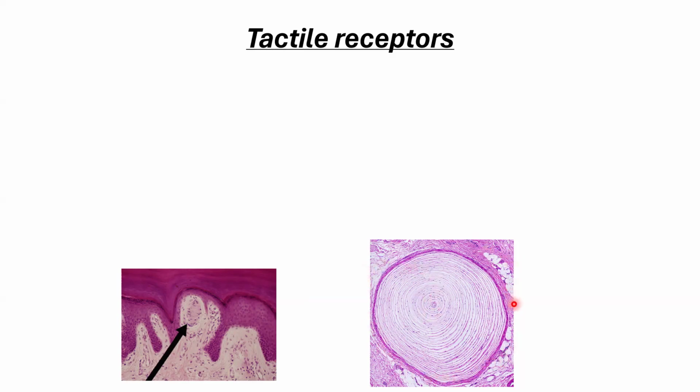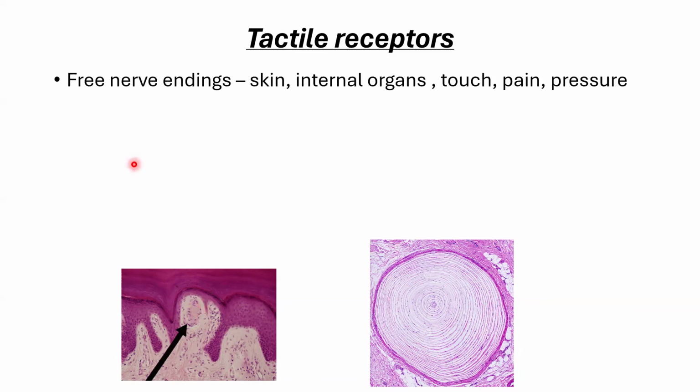This is surrounded by fat. It has a capsule. Then you have concentric rings looking like an onion bulb, and then you have a free nerve ending that is unmyelinated at this point. So that is a Pacinian corpuscle. And then this is Meissner's corpuscle. You can see it's capsulated and the free nerve endings are pointed there. So free nerve endings are one of the tactile receptors.